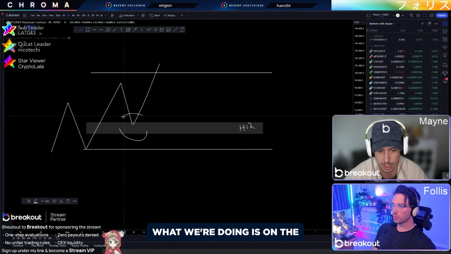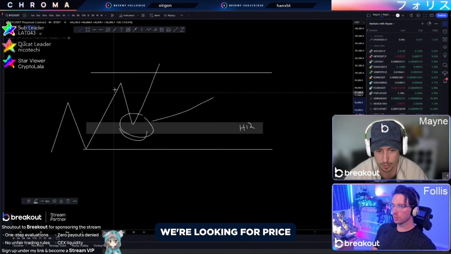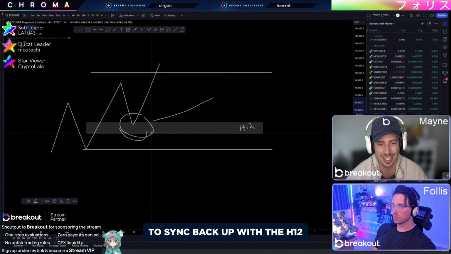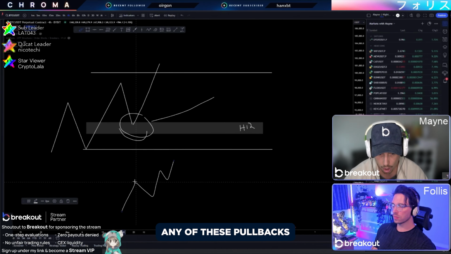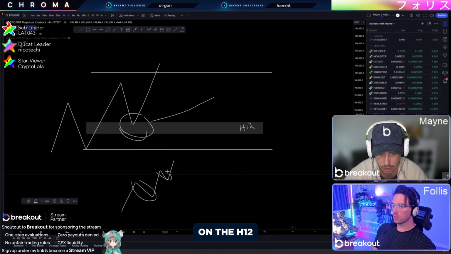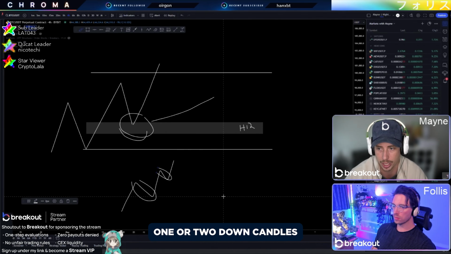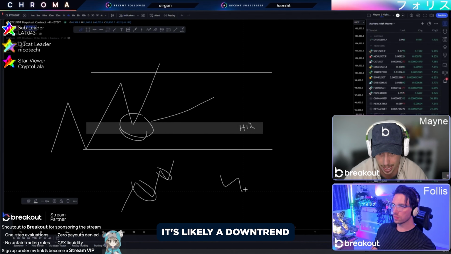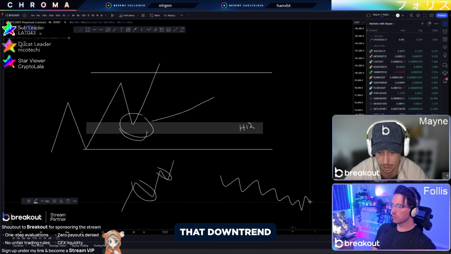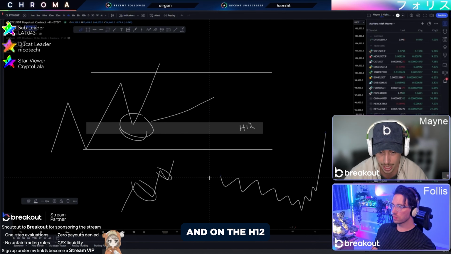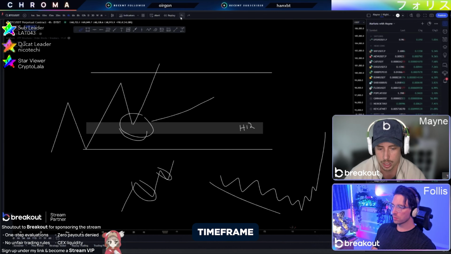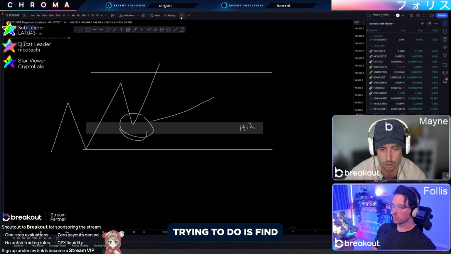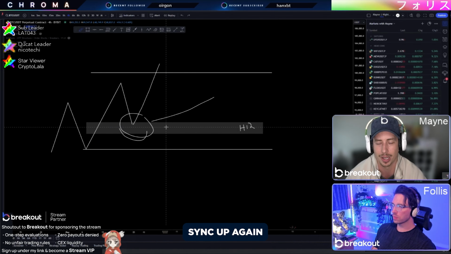What we're doing is on the H1, we're looking for price to sync back up with the H12. So if the H12 is going like this, on any of these pullbacks on the H12, which might just be one or two down candles, on the H1, it's likely a downtrend. And then at some point, that downtrend is going to become an uptrend. And on the H12, that's just a down candle and then an up candle. So you're using that lower time frame to get more granular. And what you're trying to do is find when those time frames sync up again.